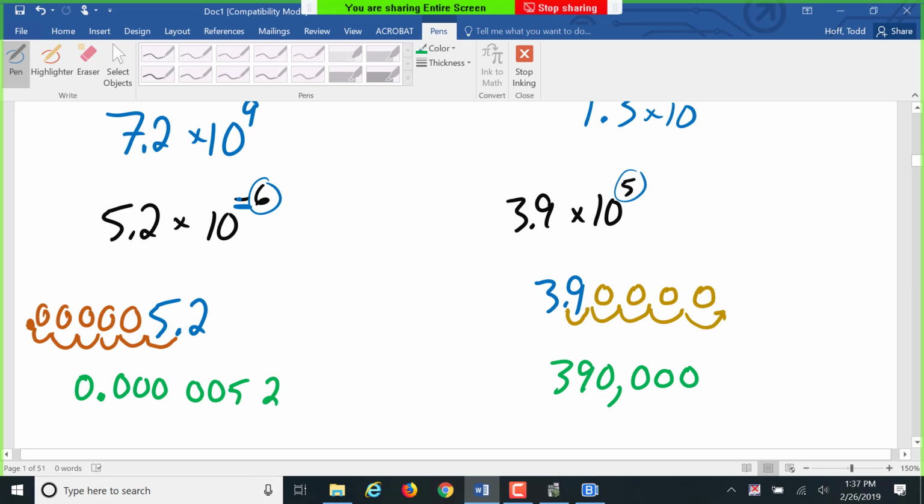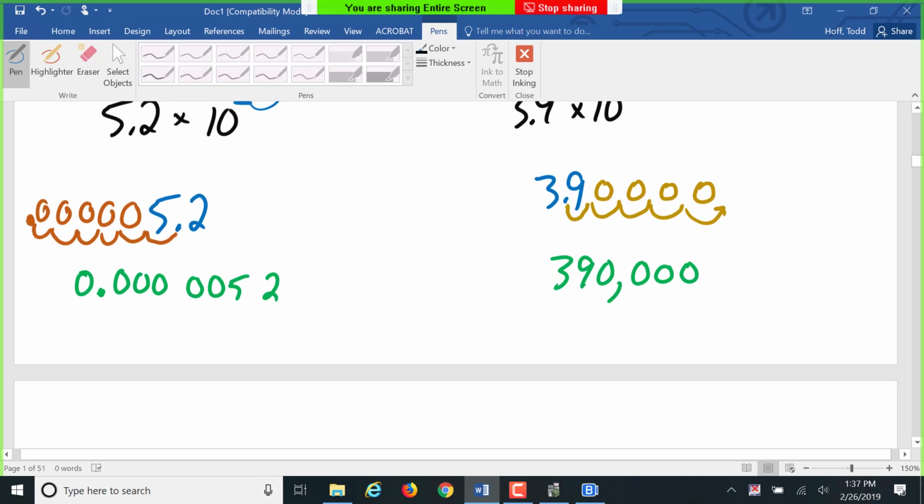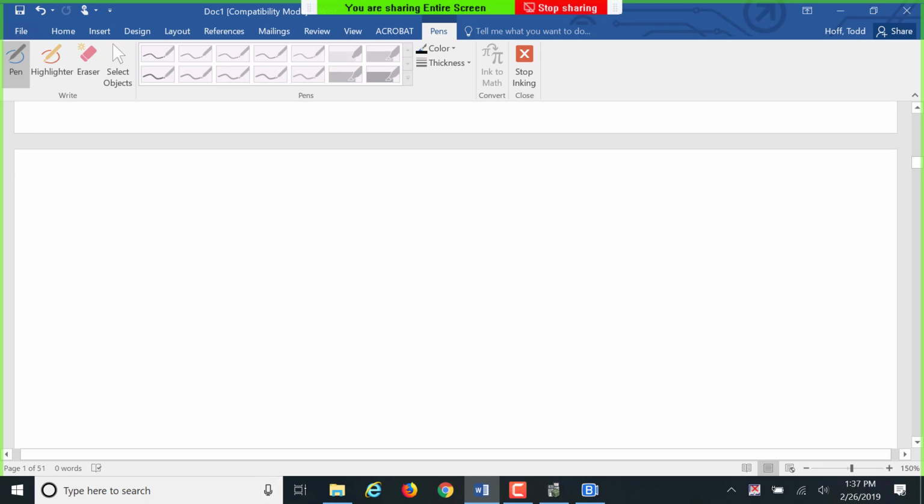Have you try a couple in your notes? So we're going to take these in scientific notation: 4.7 times 10 to the 7th and 3.8 times 10 to the negative 6, and put them in decimal or standard notation.